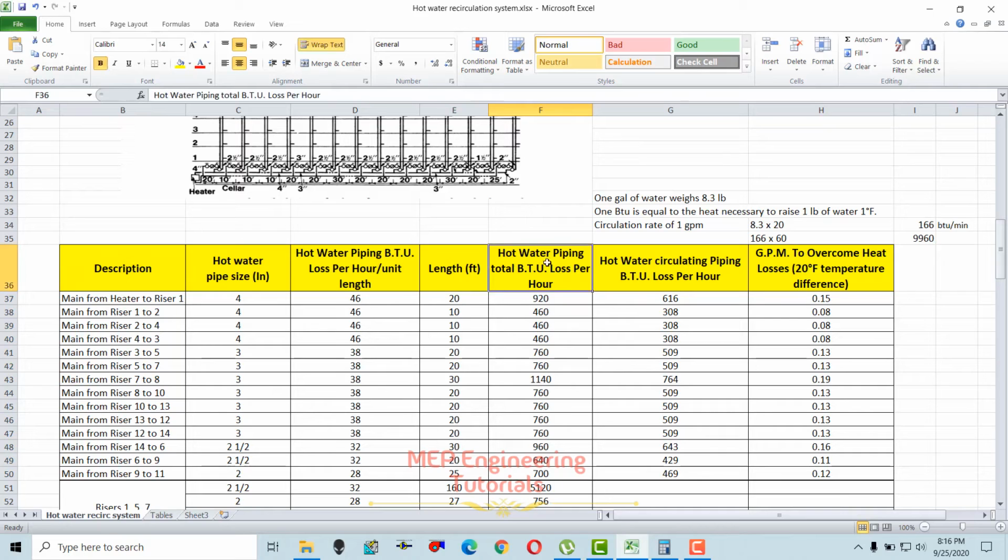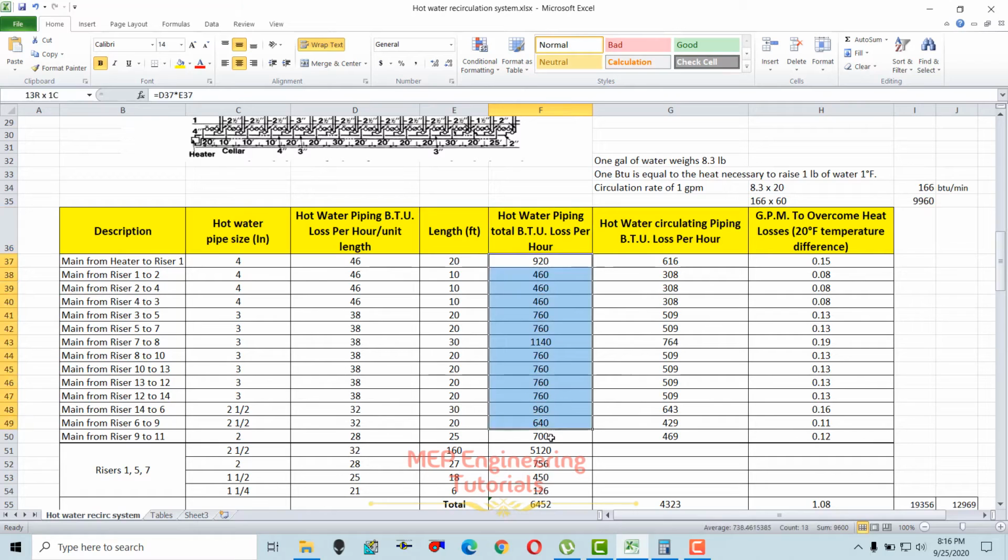Now the next column is hot water piping total BTUs loss per hour. How will you get this value? We know the length of the pipes and we know the BTUs per hour per unit length. You just need to multiply these two figures, then you will get the hot water piping total BTUs loss per hour. One by one you just multiply hot water piping loss per hour per unit length into length, and you get the hot water BTUs per hour. You have to calculate this for all of the piping.